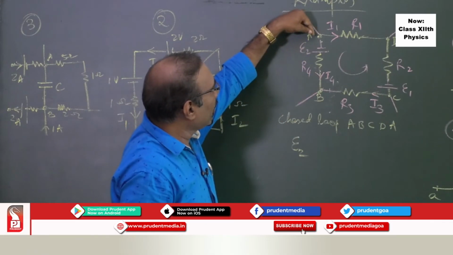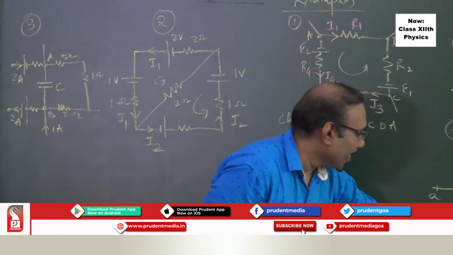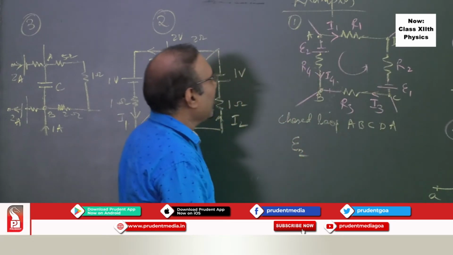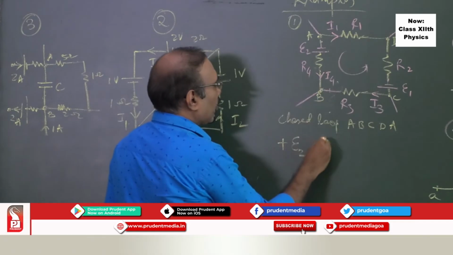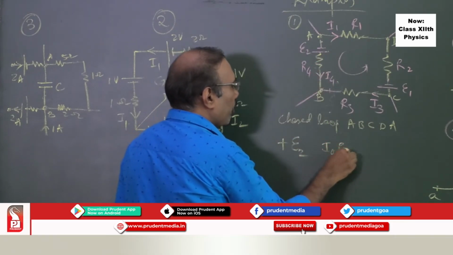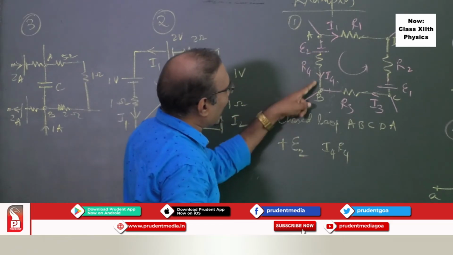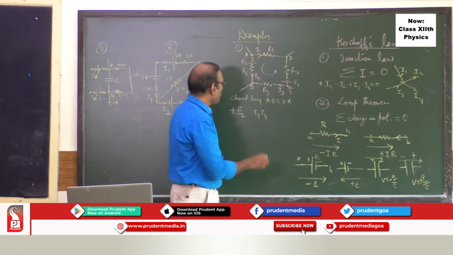So I'm going from negative to positive. When I go from negative to positive, I should take EMF positive. Then, what is the potential drop across the resistance R4? It will be I4 R4. Now, I am going in the direction of the current. So when I go in the direction of the current, the potential drop is negative.